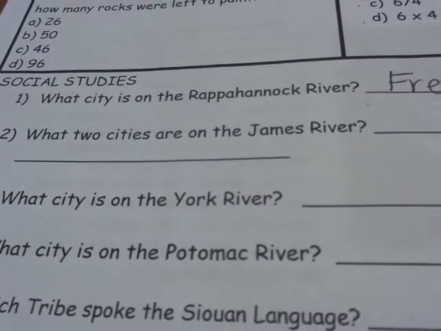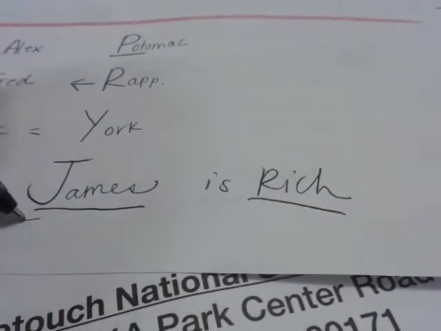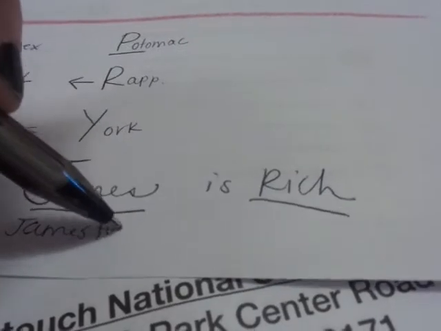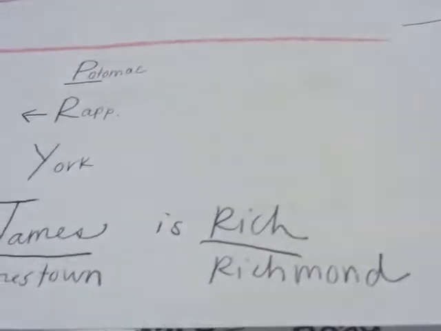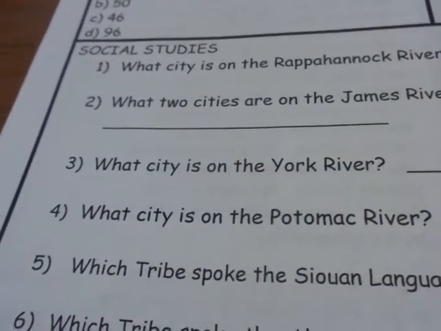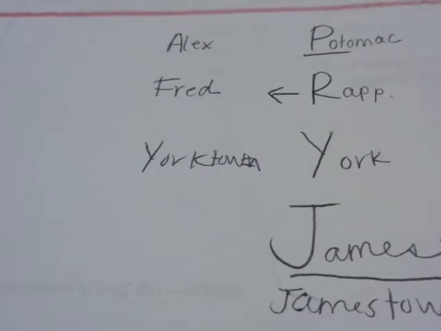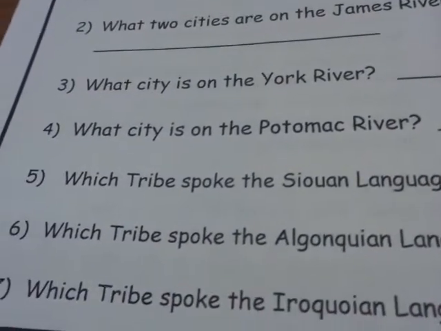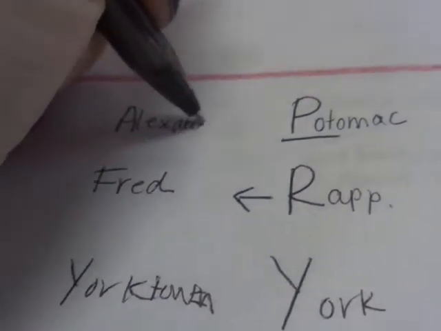What 2 cities are on the James River? So, the James River has 2 cities. One of them starts with James and one of them starts with Rich. So, those are Jamestown and the capital of our state, Richmond. Number 3, what city is on the York River? Well, that's where the Revolutionary War ended. That's Yorktown. Number 4, what city is on the Potomac River? So that city is north of us, and it's not called the Alex City, it's called Alexandria.